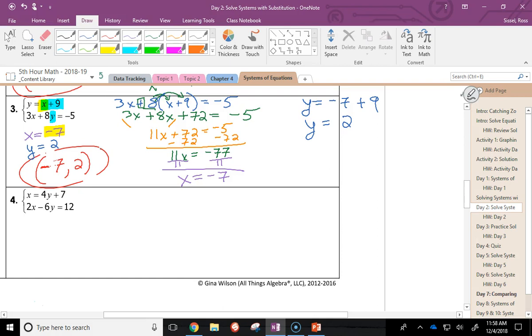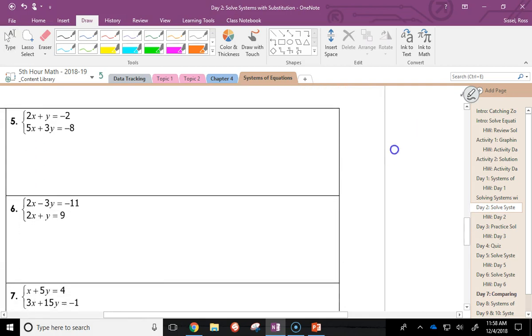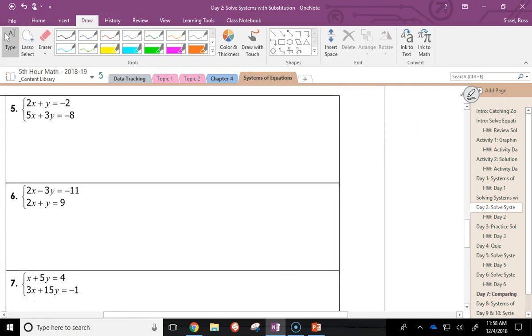Alright, last one, and then I'm going to give you homework. I want to do number 5, and there's a reason for it. What do we notice different about number 5 than the other 3 that we just did? None of them are completely solved yet. On 5, we have 2x plus y equals negative 2. Okay, they didn't tell me what x equals or what y equals. The second one, 5x plus 3y equals negative 8. They don't have x equal or y equals. So we have to solve.